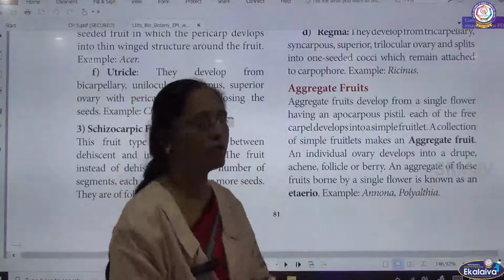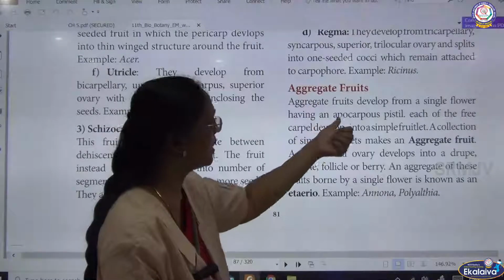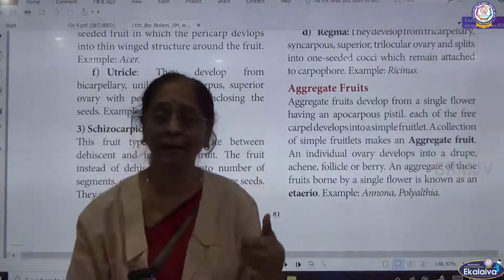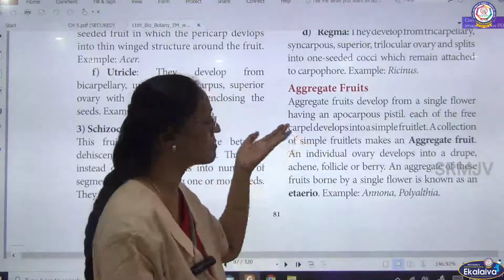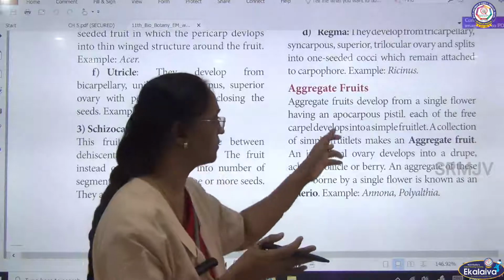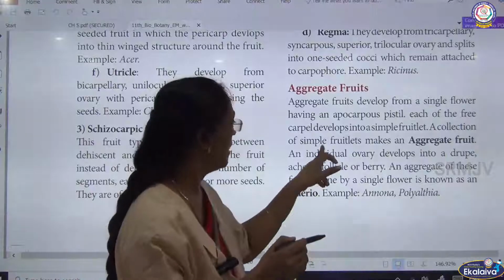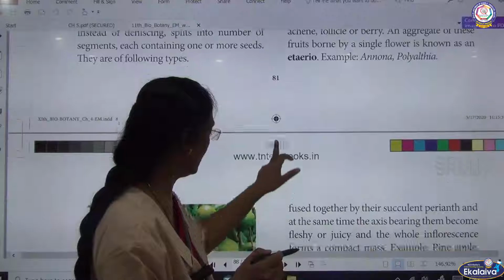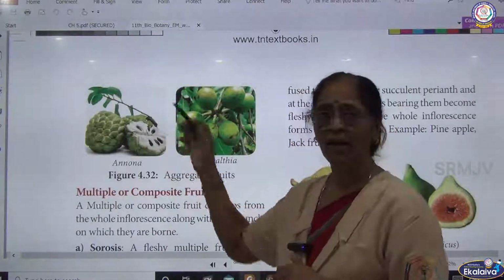And the other kind of fruit, what you call an aggregate fruit. What is an aggregate fruit? The aggregate fruit is the one which has developed from a single flower with an apocarpous pistil. Carpel is otherwise called a pistil, and here it is apocarpous. What is apocarpous? We said that if they are free, you call it apocarpous. So each of the free carpels develops into a simple fruitlet, and such fruitlets make an aggregate fruit. So examples are Annona and Polyalthia. So here you can see the custard apple. This is an aggregate fruit.